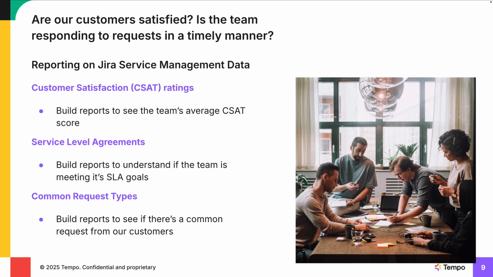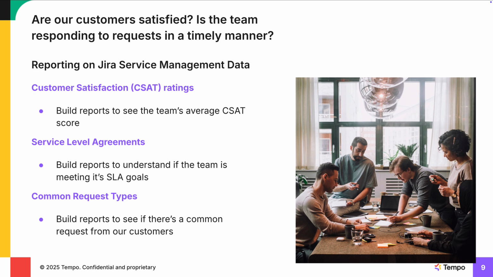The second one has to do specifically with Jira Service Management data. We can build reports to gauge the health of our customers. Are they satisfied with our response times? Are they satisfied with the services our team is providing? Is the team responding to requests in a timely manner? Using JSM data and custom charts, if you are gathering feedback at the end of your interactions with customers, you can build reports and custom charts that show the average CSAT score for our team or by each team member.